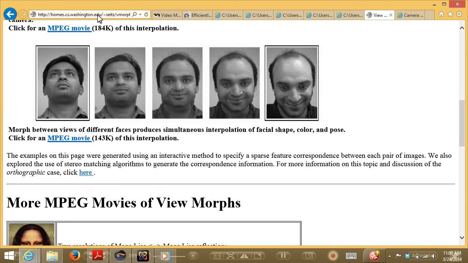But here's the idea: here's this guy on the left, and here's this guy on the right. So the camera position is different, and the people are different, right? And so when you view morph between them, you get basically this intermediate guy who is halfway between the two people and halfway between the two camera perspectives. And so, let's see if this will work. Right?